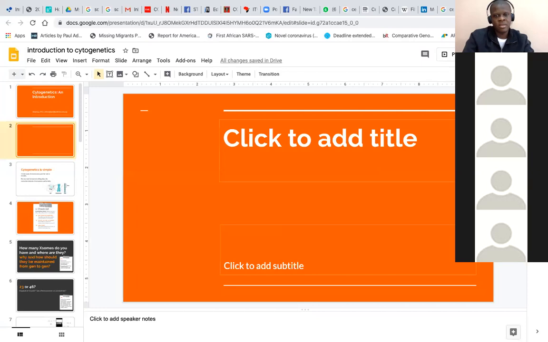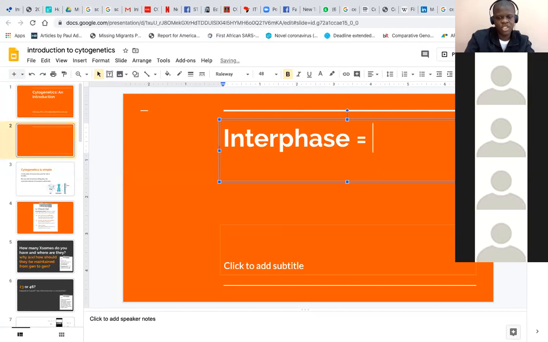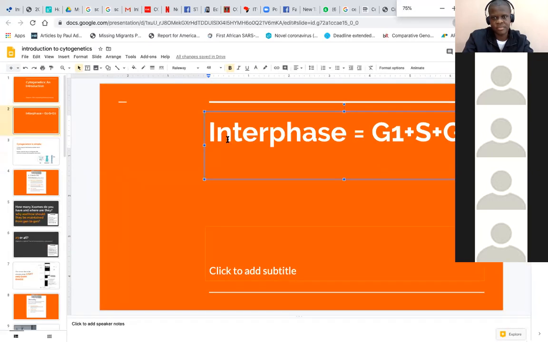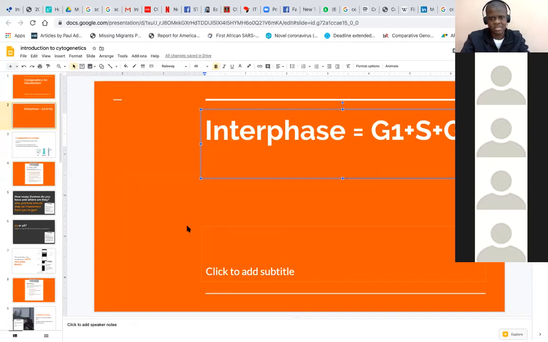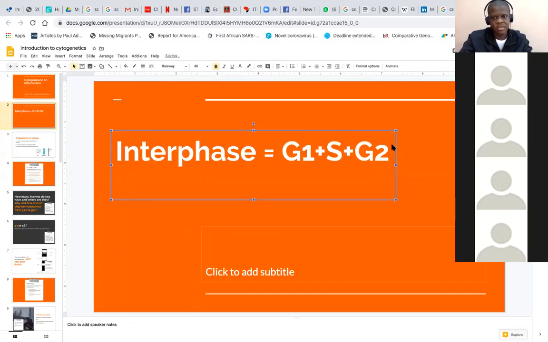So interphase is equal to G1 plus S plus G2. So these are different phases. The interphase encompasses the G1 phase, it also encompasses the S phase, and it also involves the G2 phase.